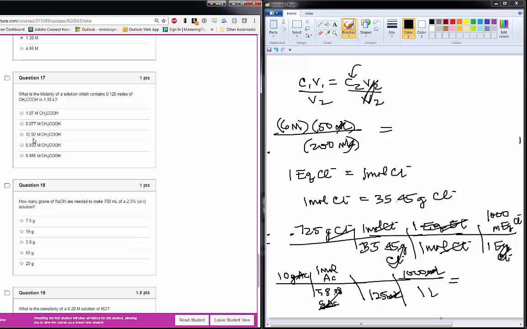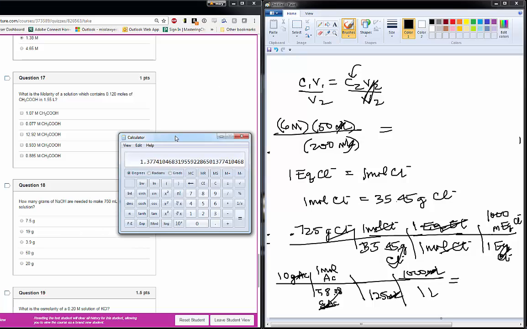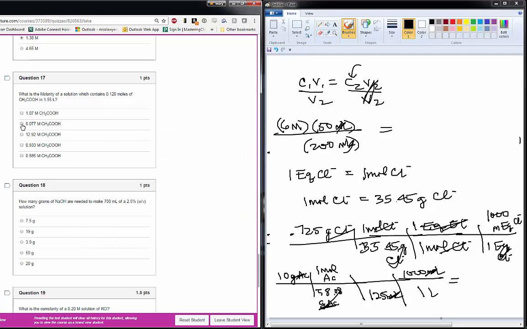And this one is even easier. What's the molarity of a solution that has this many moles and that many liters? Should have asked me that one first. Moles divided by liters is molarity. So that's 0.077. And I don't know why they've got check boxes here because there's only one right answer. So that's it.